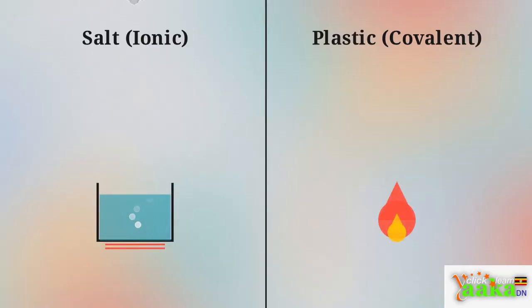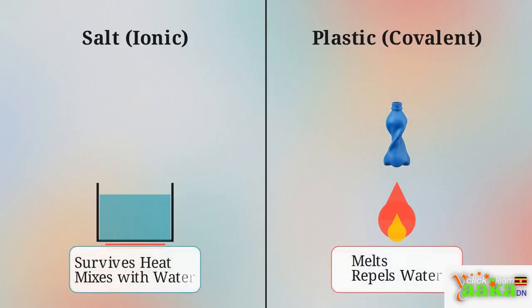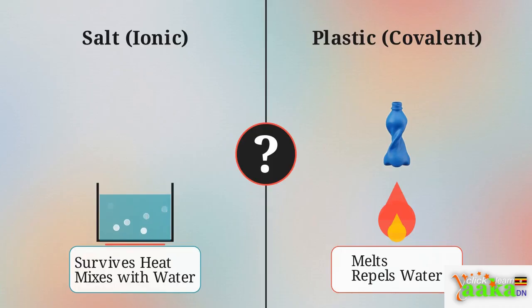Look at this split screen. On the left, we have coarse salt crystals dissolving in a pot of water over high heat. On the right, a plastic bottle warping and melting near a simple flame. Why does the salt survive the heat and mix with water, while the plastic melts and repels it?